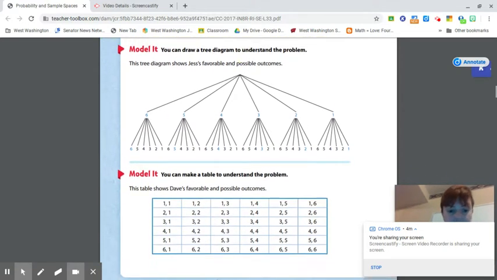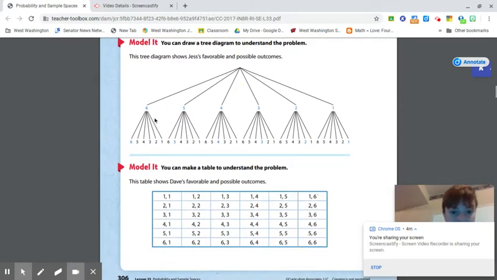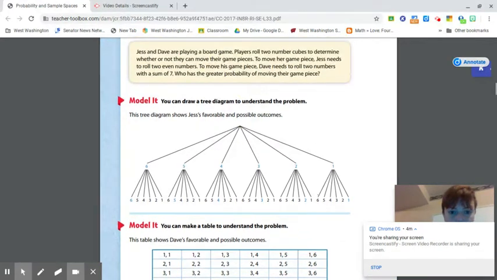Okay, so this is Jess. Everything needs to be even. 2 even numbers.